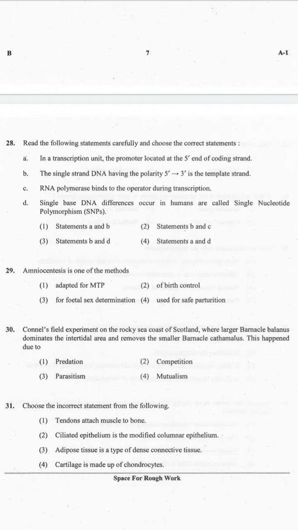Let's see the options now. Statements A and B are correct. Statements B and C are correct. Statements B and D are correct. Option 4. Statements A and D are correct. The correct answer is option 4. It means statements A and D are correct. In a transcription unit, the promoter located at the 5' end of the coding strand is correct. Next, single base DNA differences that occur in humans are called single nucleotide polymorphisms, SNPs, is also correct.